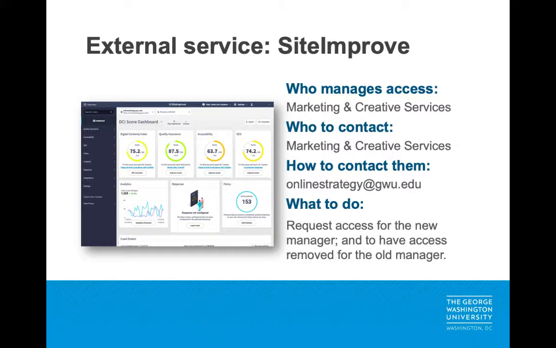So access to this is managed by our team, Marketing and Creative Services. So you'll want to reach out to us at onlinestrategy@gw.edu. In that email, let us know who needs to have access and to which sites. And then for anyone who no longer needs to have access, let us know that as well. You can just provide us with their name and their Net ID or their email address, and we'll be able to find their account and remove their access. And for those new employees, we'll just need their name and their email address as well.